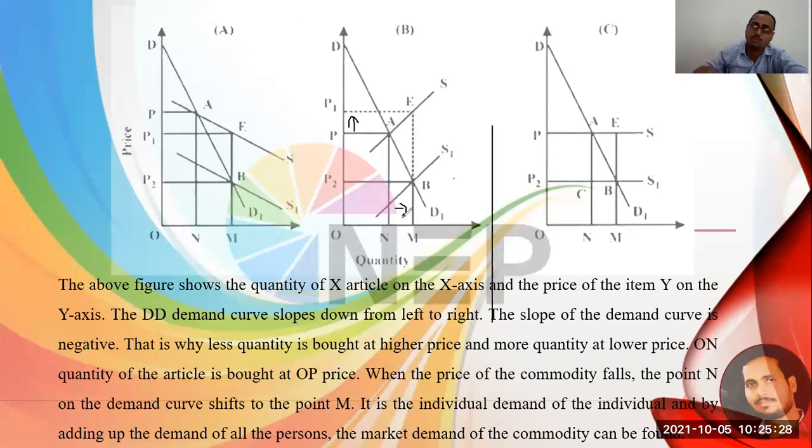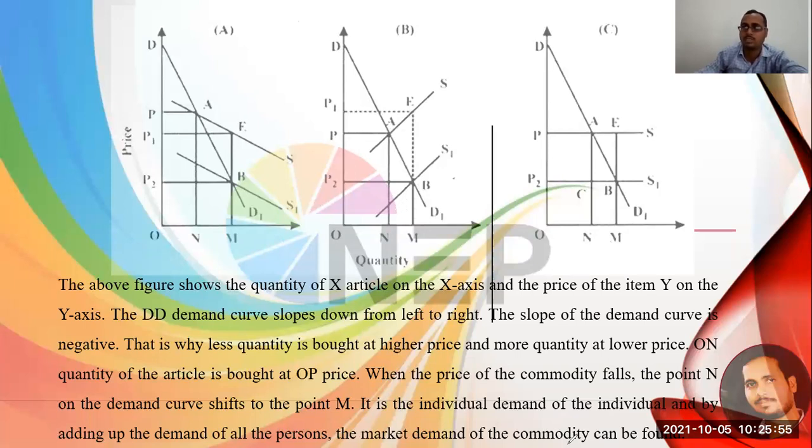But if these commodities behave like Giffen commodities, and there is no chance to substitute them with other commodities, then when the price decreases, its demand also decreases, because this is a minor commodity for fulfilling the demands and satisfaction of the consumer. So this is the example of this diagram.